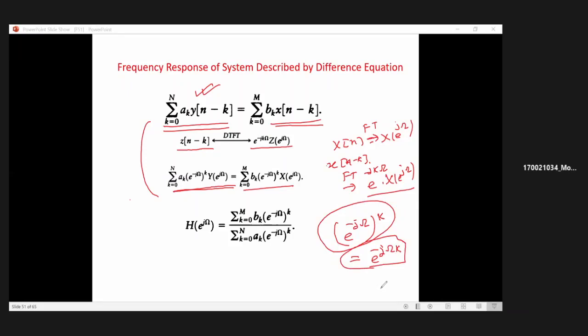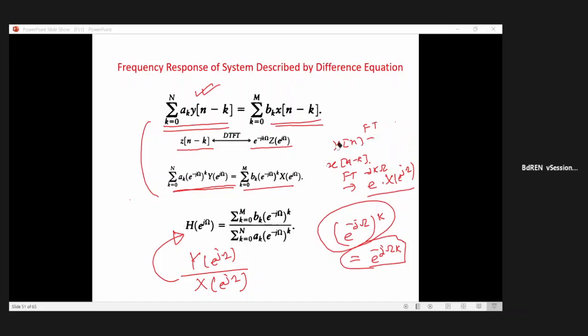Yes, sir. So in this way, like your continuous time case, you can find the ratio of your output transform Y(e^jω0) divided by input transform X(e^jω0). And that will give you the discrete time frequency response of your system.